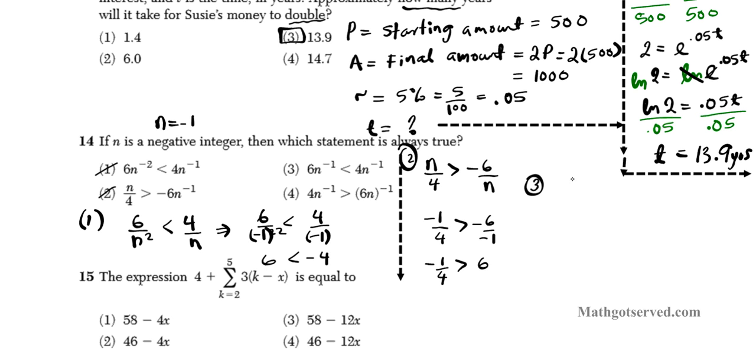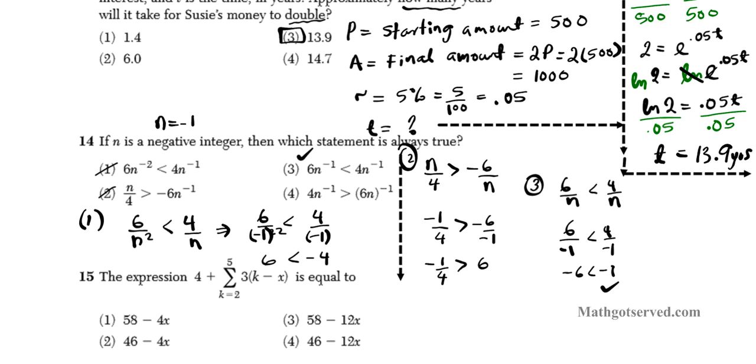Number 3, we can rewrite this as 6 over n less than 4 over n. Is it always the case? So let's try -1. So we have 6 over -1 less than 4 over -1. Is -6 less than -4? Absolutely. So this checks. So this is looking really good.